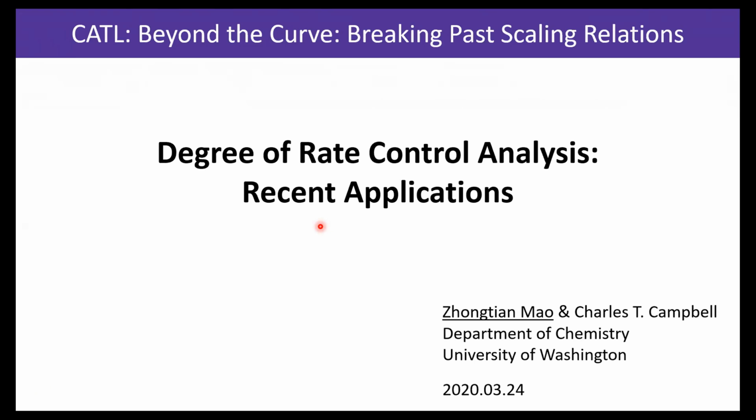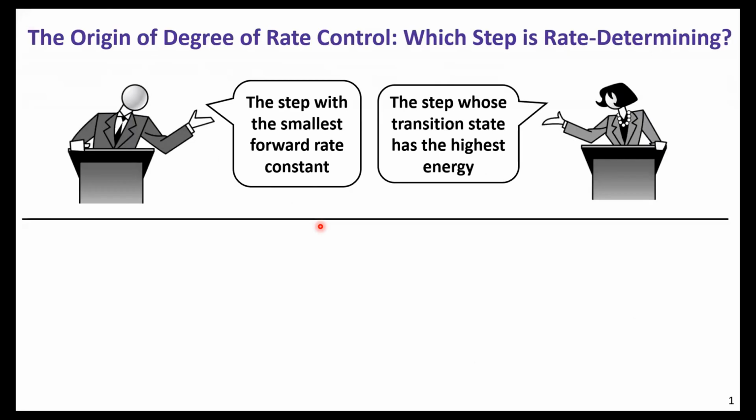I'd like to share some recent work we did on the degree of rate control analysis. The rate determinant step or rate limiting step is a central concept in chemical kinetics. But the definition of the rate limiting step is usually not clear. People may say it is the bottleneck of the reaction mechanism with the smallest forward rate constant, or people may say it is the step with the highest energy of transition state.